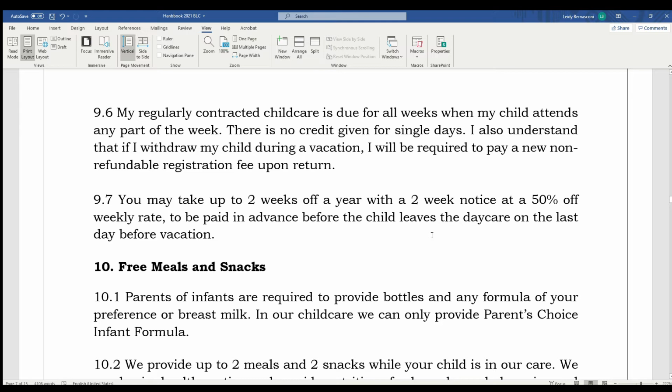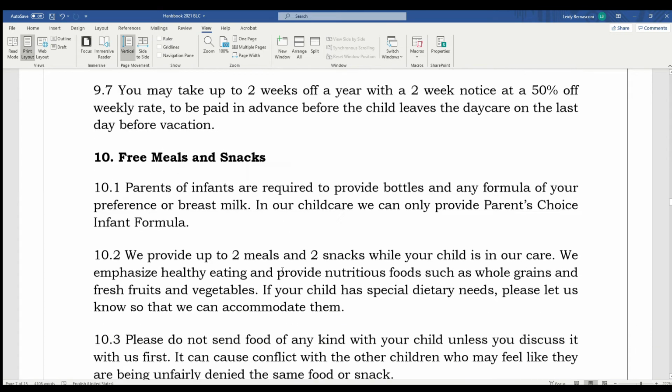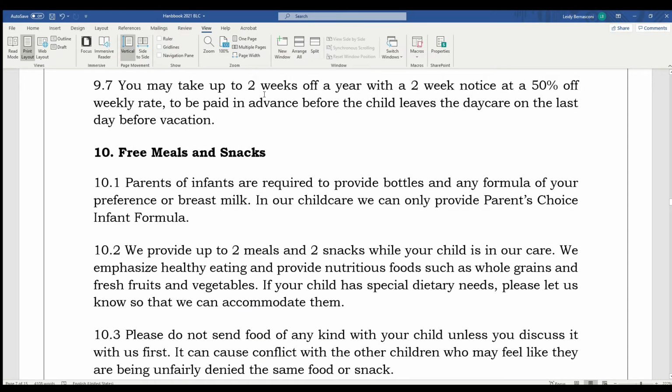I also explain to the families, in order for me to have a quality of care and have great employees who depend on this business, which means their payment, it's really important that I charge the full amount. But I do understand that the kids might get sick. So for that reason, I offer only 2 weeks at 50% off.